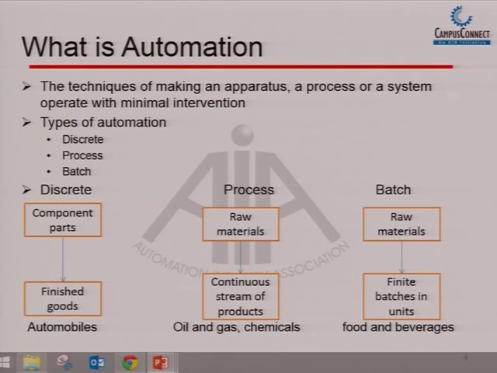So, the types of automation. Generally automation is divided into 3 basic types when we talk of industrial automation. We'll talk about discrete, process, and batch automation. This is how the industries are classified.